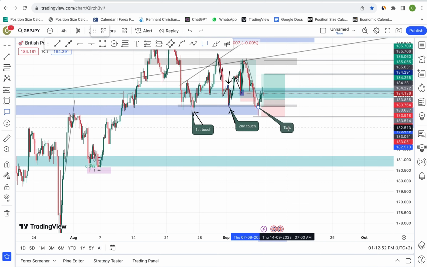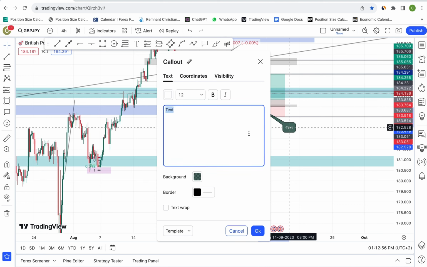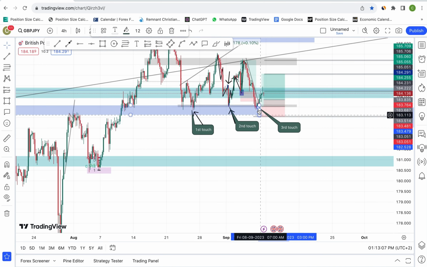This is the third touch, which I'm going to be talking about, how you can catch this trade from here as a newbie. And let me write the third touch. All right, so this is our third touch on this trend line, our resistance, our support area, support I mean to say.